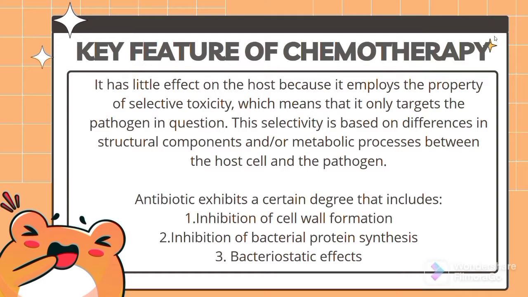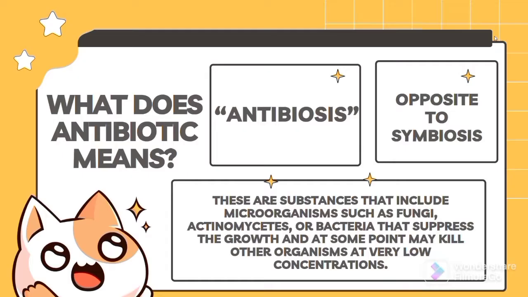This selectivity in most antibiotics exhibits a certain degree that includes number 1, inhibition of cell wall formation. Examples are penicillin and cephalosporins. Number 2, inhibition of bacterial protein synthesis. Number 3, bacteriostatic effects of sulfonamides due to PABA antagonism and folic acid. This is where chemotherapy comes in. There are vast differences to other drugs since it is designed to inhibit or kill the infecting organisms without significantly affecting the host.